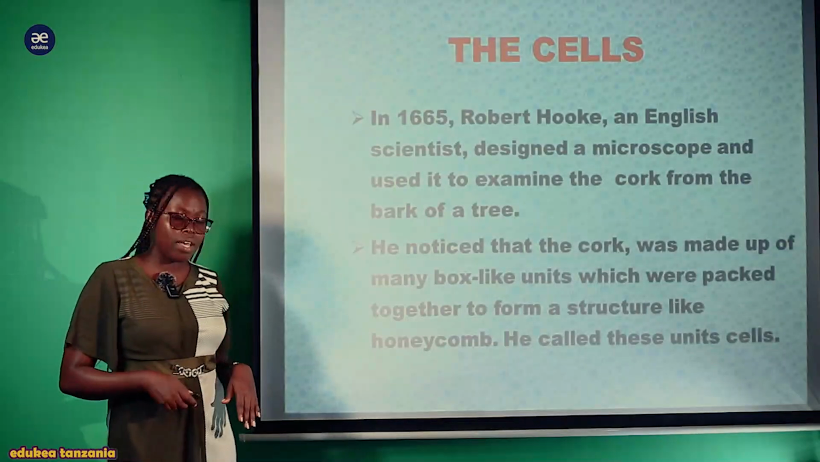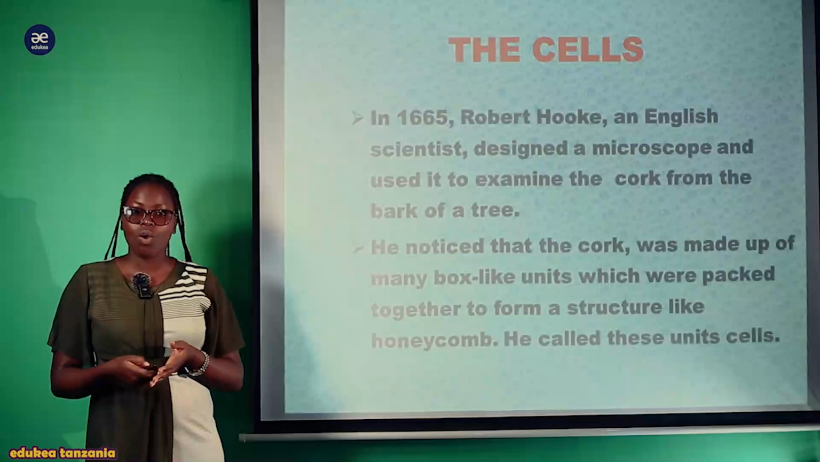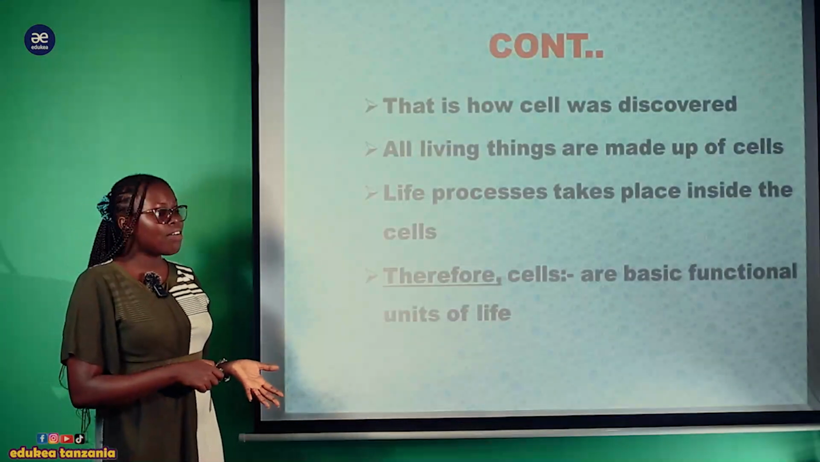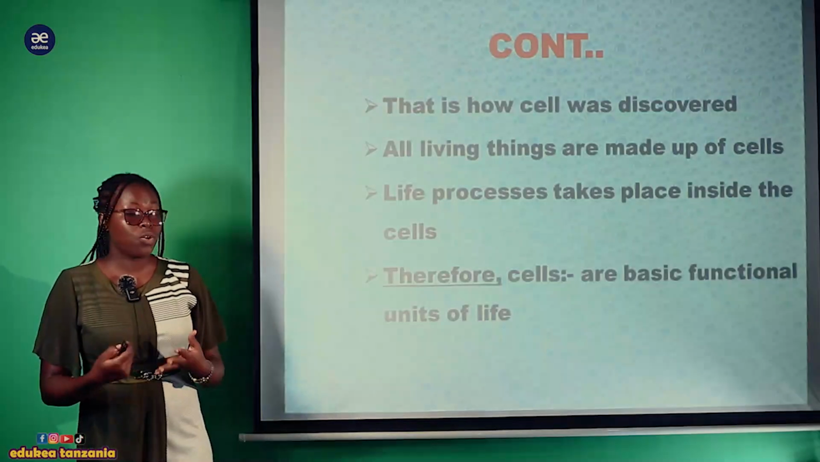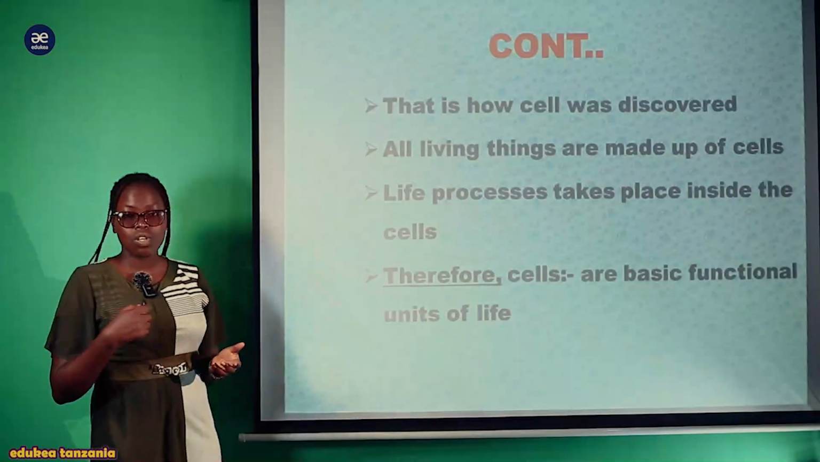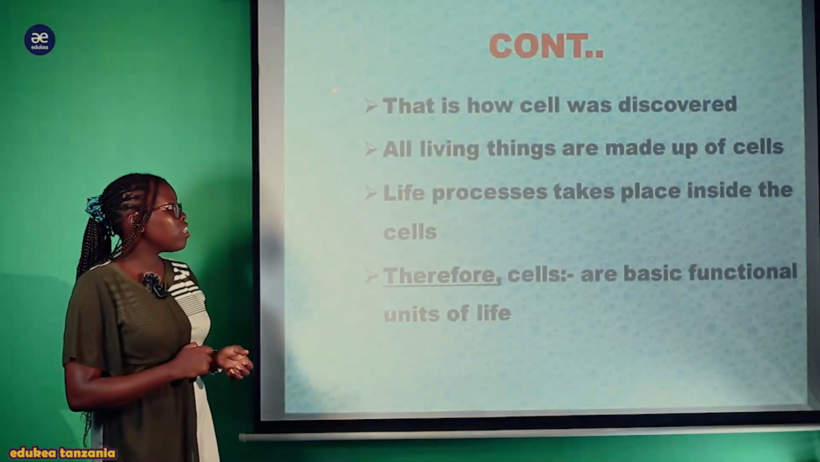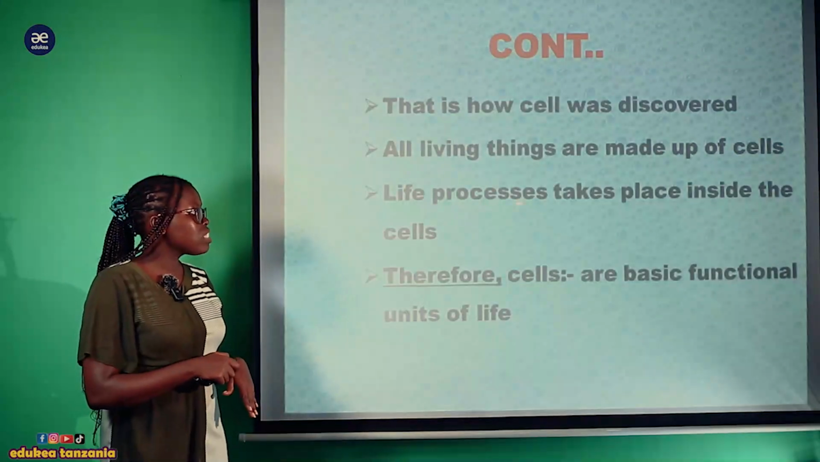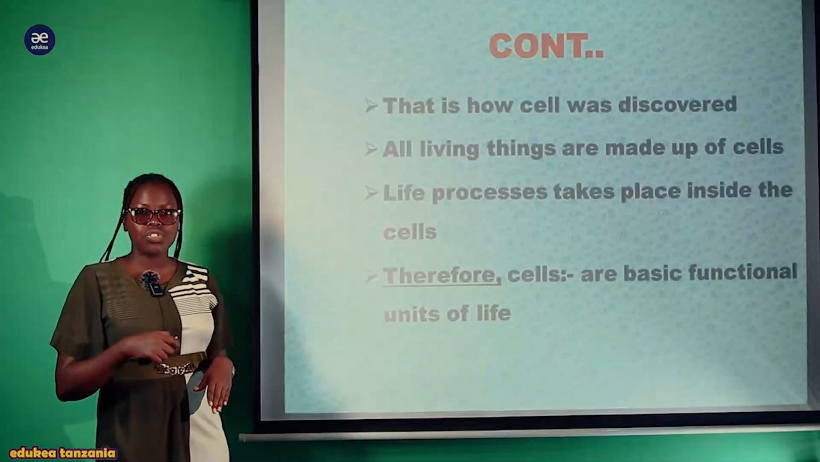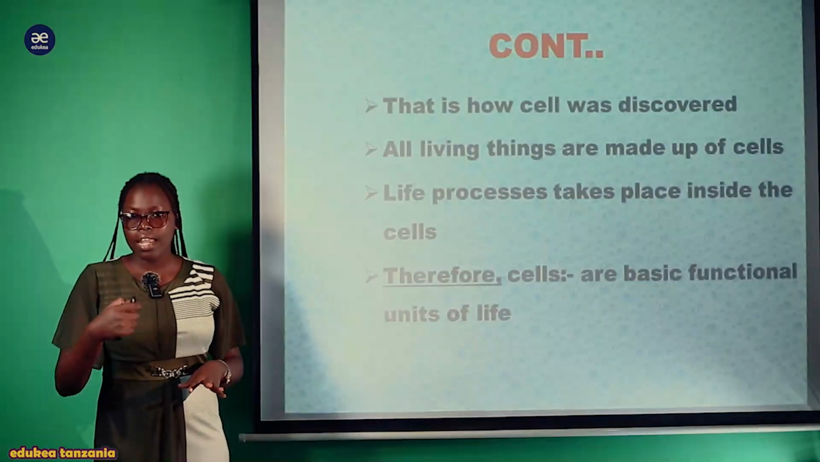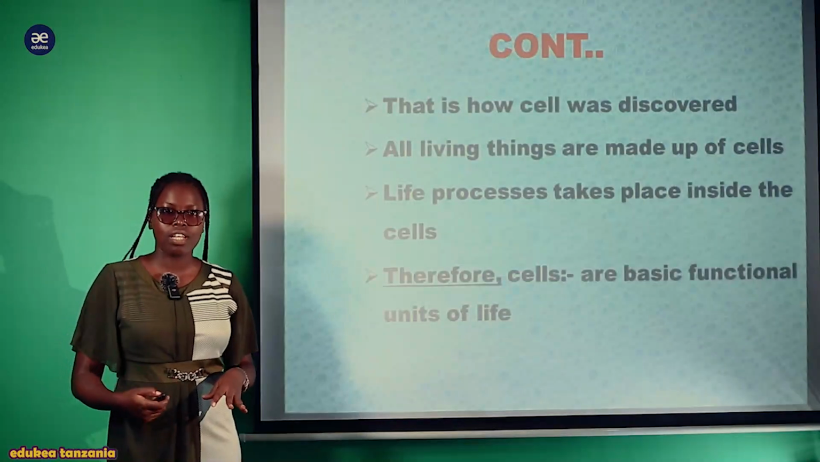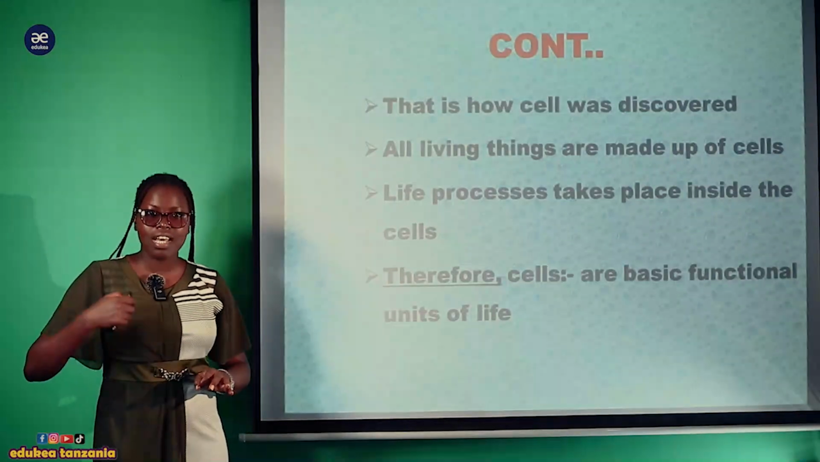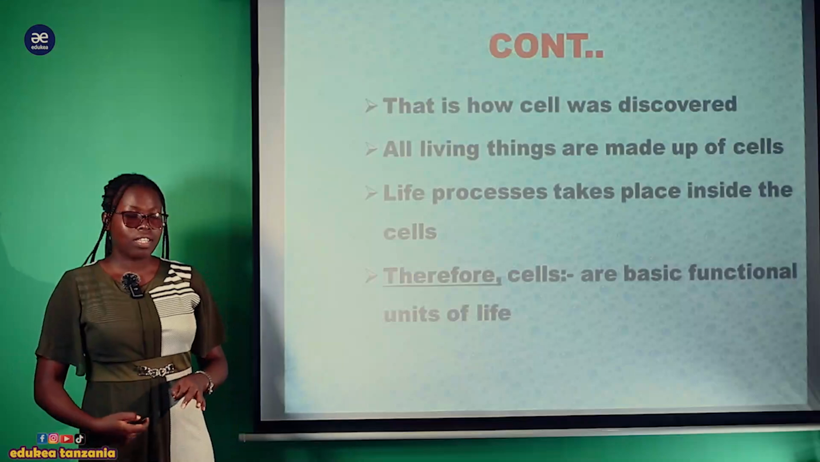So now let us see what a cell is. That is how the cell was discovered according to Robert Hooke. From his conclusion, Hooke concluded that all living things are made up of cells, and the life process takes place inside the cell. So no cell, no life. Any living thing must consist of cells. Anything which does not possess a cell is a non-living thing. All living things are made up of cells.